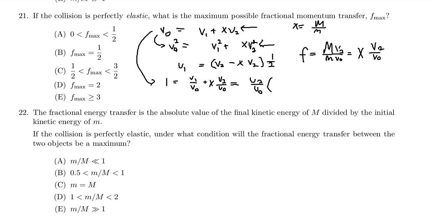And what's left will be 1/2 minus x over 2 plus x, which is 1/2 plus x over 2. And this is equal to 1, so we can just solve for v2 over v0 and then multiply by x to get f. So here we have f will be 2x over x plus 1.